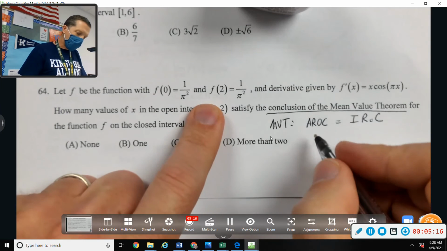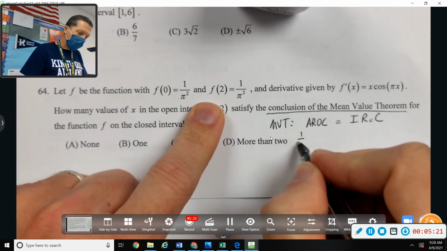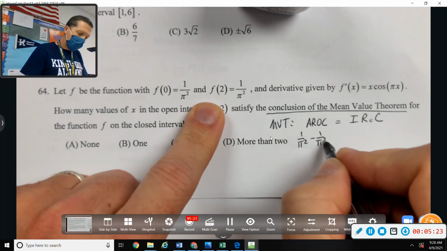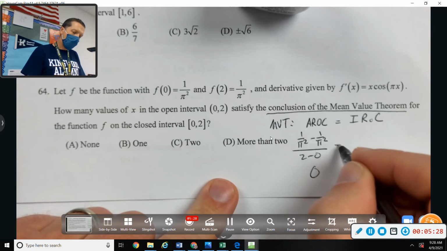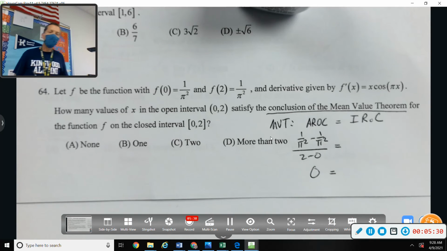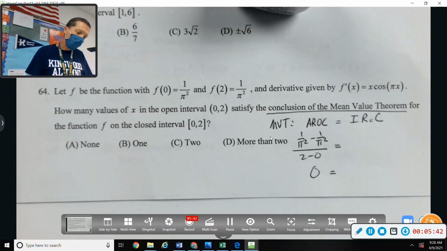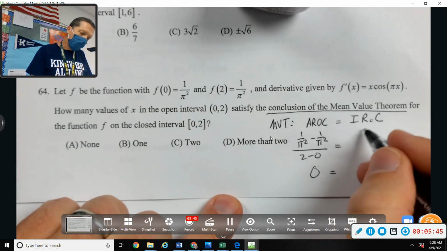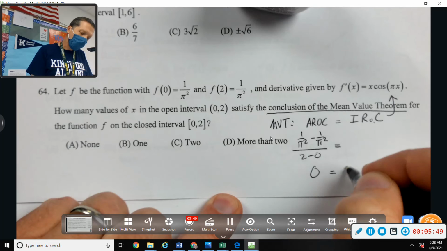So average rate of change we can get from up here. That's just good old Algebra 1 stuff. In fact, that got real easy. That was 0. You may not remember it, but Rolle's theorem is the special case of MVT. So this is actually Rolle's theorem, but they don't call it that. They call it MVT, which is accurate. It's just the special case of MVT. So we want to know where 0 equals the instantaneous rate of change, but that's the derivative, and they gave us the derivative.